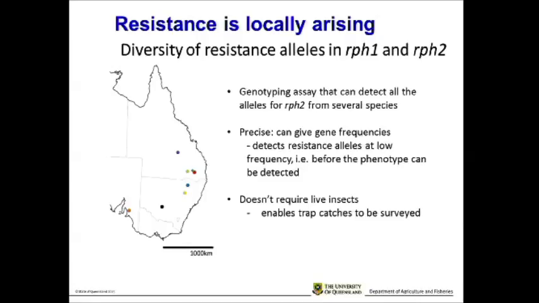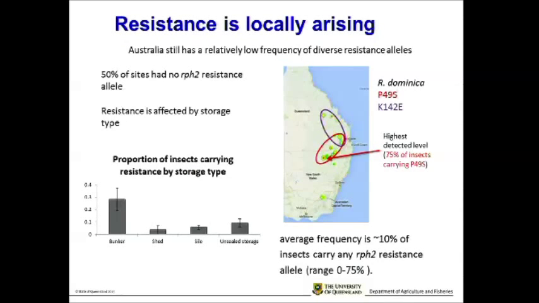And it doesn't require live insects, so it enables trap catches to be surveyed. So you can sample insects from pheromone traps from outside of a silo, or even away from the silos out in the field.